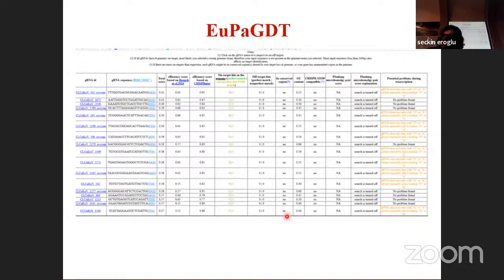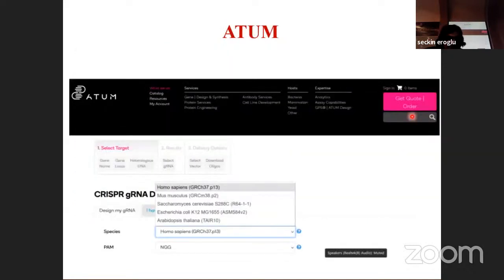It will give you the score. They have come up with a numbering, 1 being the maximum and 0.01 the lowest, and it gives you a score based on the specificity of that guide RNA and its chances of resulting in off-target effects. It will also tell you what could be the problem during transcription and what nucleotide you may have to add so that you can have a proper RNA.